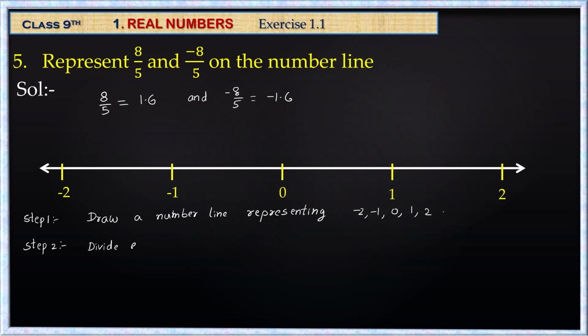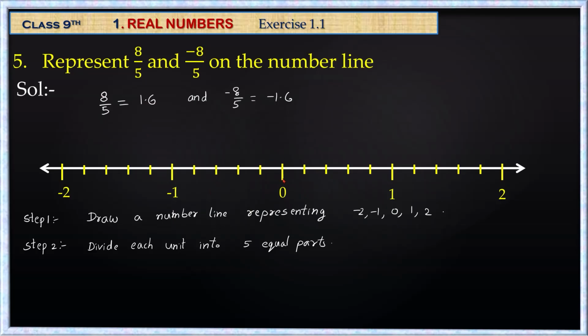Divide each unit into 5 equal parts. In order to make each unit into 5 equal parts, put 4 lines at equal distance between each unit. So 1, 2, 3, 4, 5. We have divided each unit into 5 equal parts. Now each unit is equal to 1/5 part.